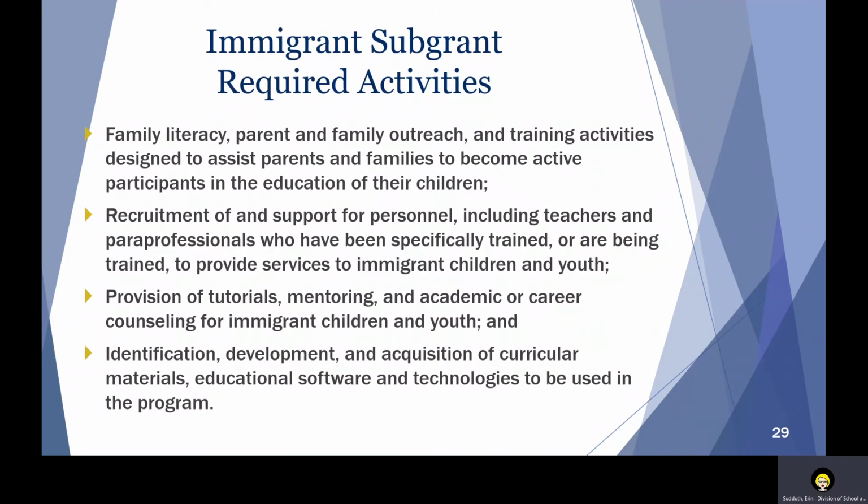The immigrant subgrant required activities are as follows. Family literacy, parent and family outreach and training activities designed to assist parents and families to become active participants in the education of their children. Recruitment of and support for personnel, including teachers and paraprofessionals who've been specifically trained or are being trained to provide services to immigrant children and youth. The provision of tutorials, mentoring, and academic or career counseling for immigrant children and youth, and identification, development, and acquisition of curricular materials, educational software, and technologies to be used in the program.